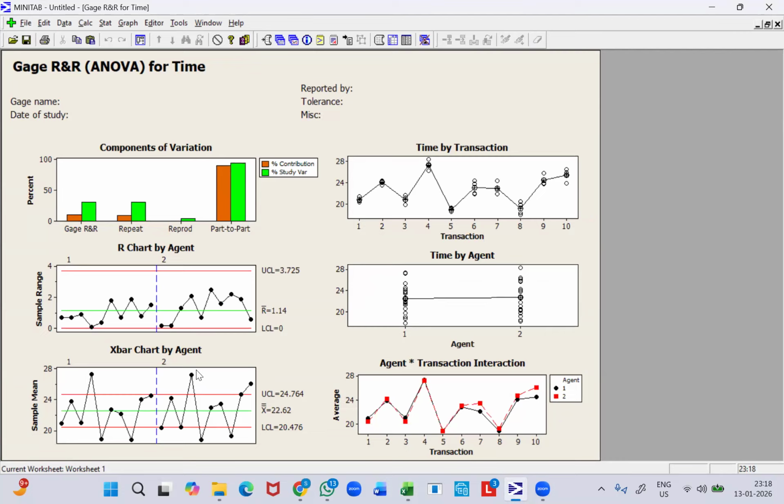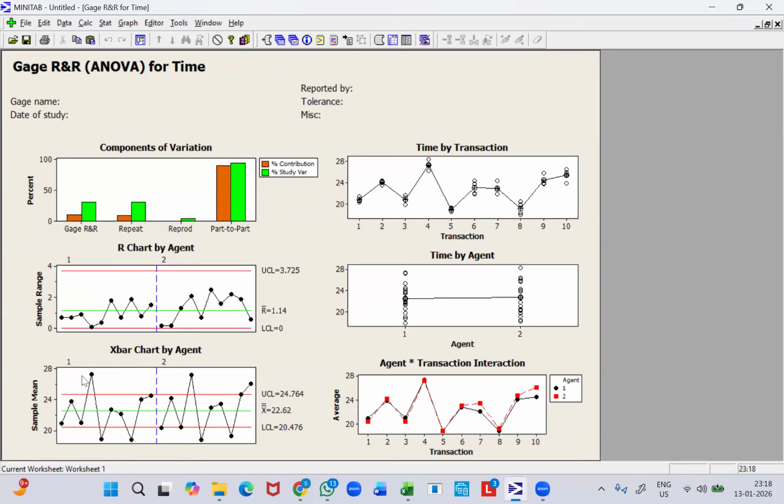Now, moving on to the X bar chart. X bar chart is nothing but the plotting of mean values, right? X bar is the sample notation for mean. So similar to the range chart, we have the chart divided into two sections. The first half contains the mean values pertaining to agent 1, and the second half contains the mean values pertaining to agent 2.